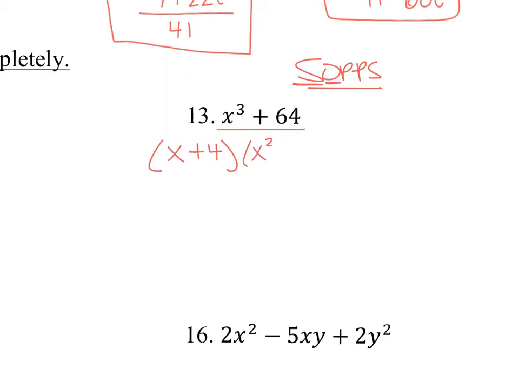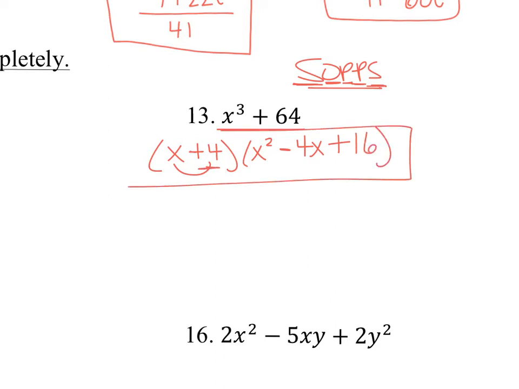The O is the opposite of that sign, so minus. The P is the product of x and 4, so 4x. This P is positive, and this S is the square of my last term. So my last term, 4 squared, is 16. And I'm done.